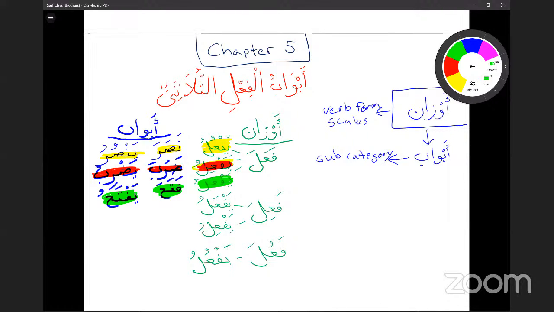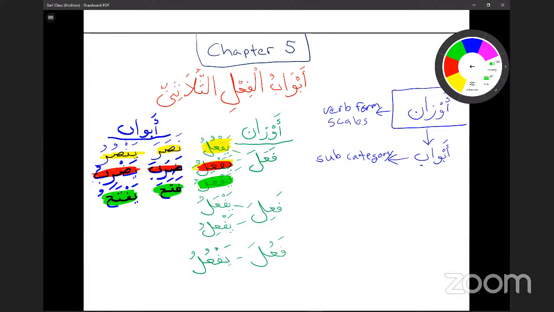And you might read some books on Sarf, or you might be reading some commentary on some ayat, and there's a word in there, and the author will say that word goes into the daraba yadribu bab. Without learning this, you won't know what he's talking about. Or he might say fa'ala yaf'ulu, which goes into the nasara yansuru bab. So if I ask you for the wazn, you would say fa'ala yaf'ulu. If I ask you for the abwab, you would say nasara yansuru. Let's do the next one.